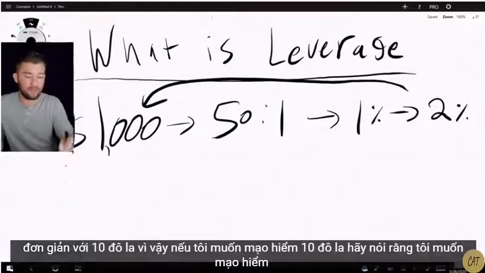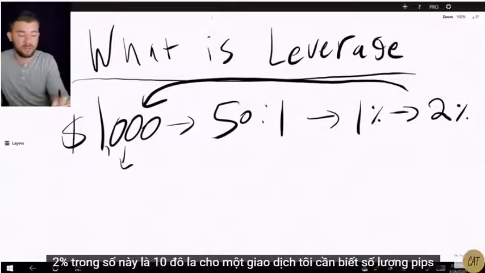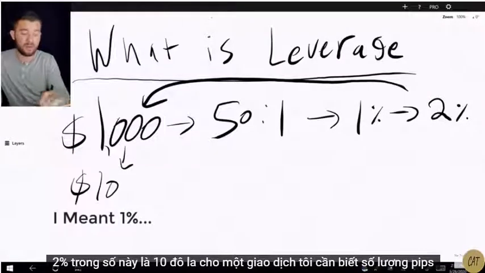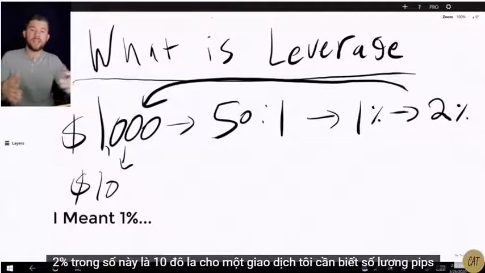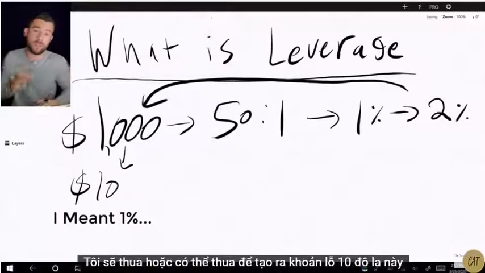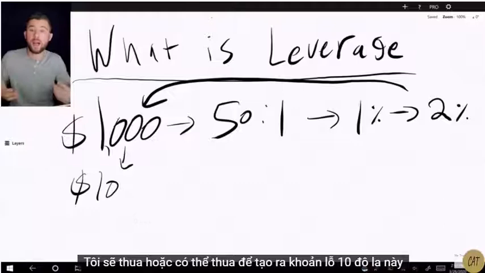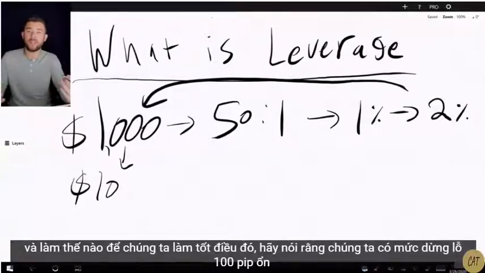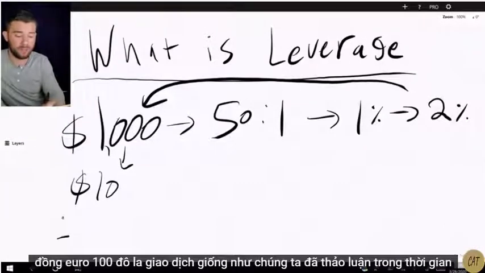let's say I want to risk 2% of this, which is $10 on a trade, I need to know the amount of pips I'm going to lose or could possibly lose in order to create this $10 loss. And how do we do that? Well, let's say that we have a 100 pip stop, okay? The 100 pip trade, the same one we've been discussing. Here's how I do it.